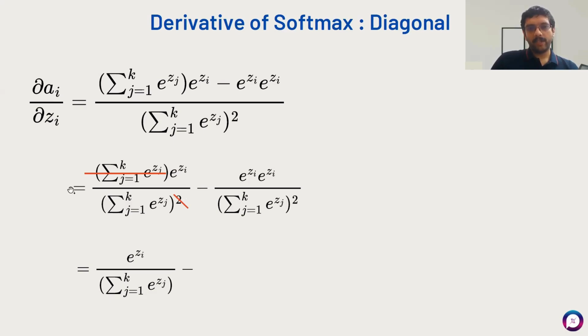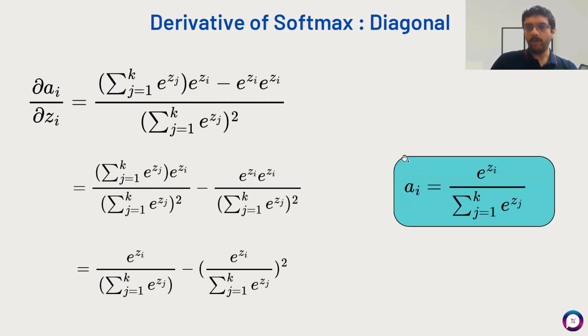You're left with e to the power of zi by the sum over j equal to 1 to k of e to the power of zj, minus e to the power of zi by this. I'm taking the square outside because this is e to the power of zi, the whole squared, over sigma j equal to 1 to k e to the power of zj. Why have we done this like this?